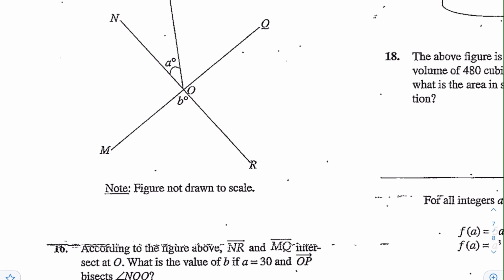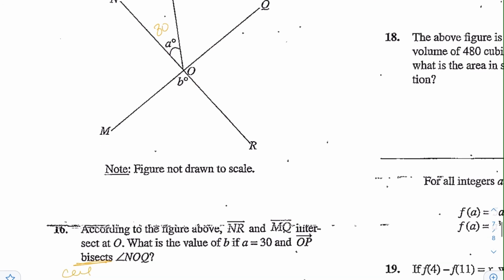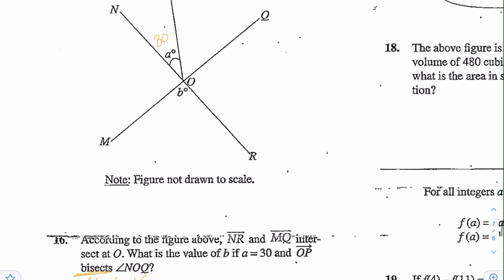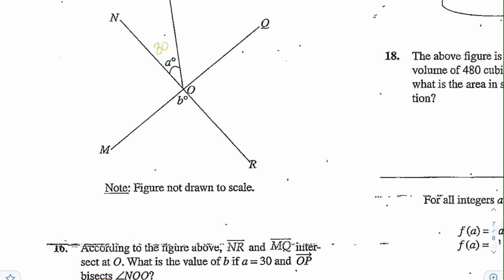For number 16, according to the figure above, NR and MQ intersect at O. What's the value of B if A is equal to 30 degrees? And OP bisects NOQ. So bisect means cut in half. So angle NOQ is here. Again, it's not drawn to scale, so it doesn't look like it's cut in half, but P actually looks kind of like this. So this angle is 30 degrees. That means that this angle also has to be equal to 30 degrees.